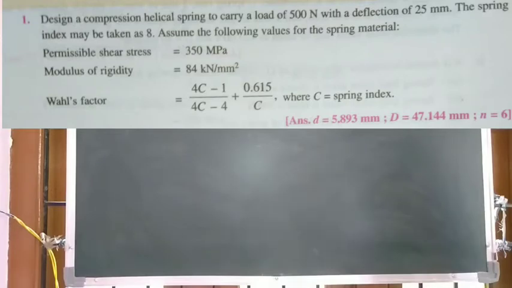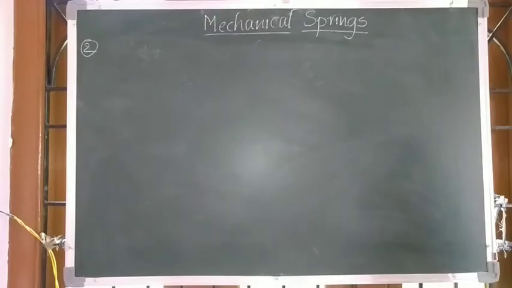So permissible shear stress is equal to 350 MPa. Modulus of rigidity is equal to 84 kilonewton per mm square. And wall shear stress factor is equal to (4C minus 1) by (4C minus 4) plus 0.615 divided by C. So here actually we have two formulas for shear stress.